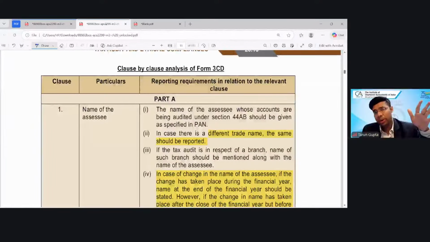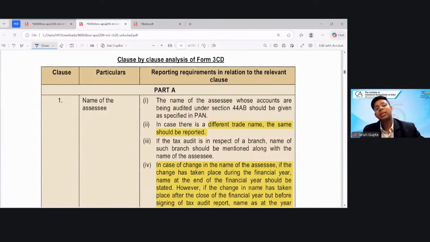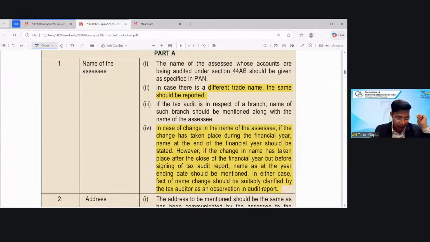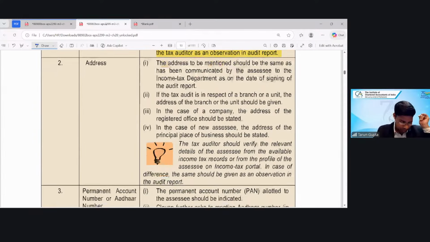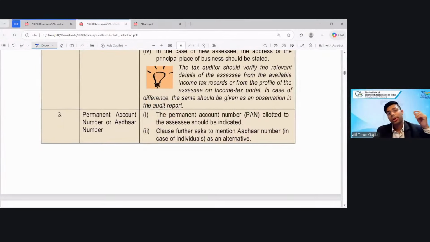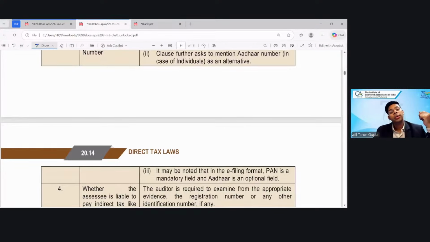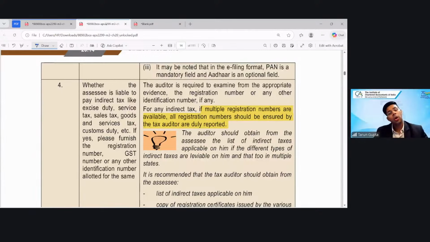The name as on the last day of the previous year, and state this fact of the change. Address: you will state the address of the assessee, and the address is recommended to be the same as in the income tax records. PAN. The next point is VAT. You have to state all the registration numbers. If there are more than one GST number, you have to state all GST numbers in the different states which the assessee has.